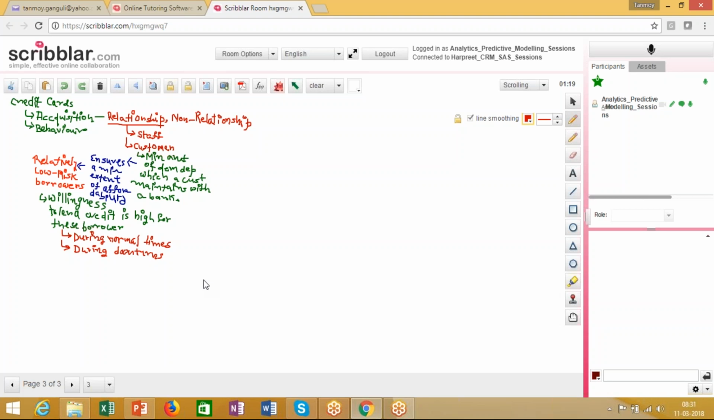So over here, during downturns, at whatever point of time, relationship borrowers are always favored over non-relationship borrowers. Non-relationship borrowers are those who do not have any specific banking relationship with the bank. They are sometimes called new-to-bank customers. And if a region does not have a proper credit bureau, then non-relationship borrowers can turn out to be very risky.